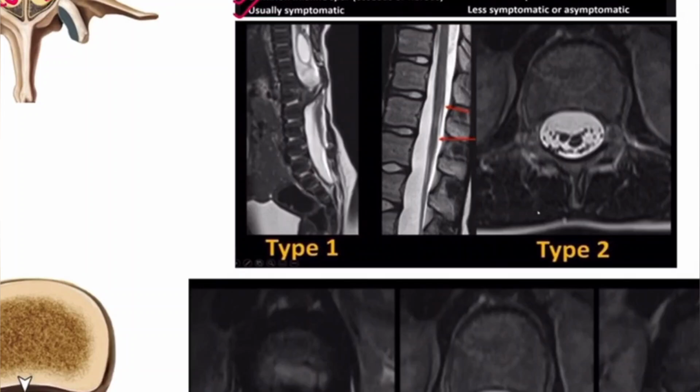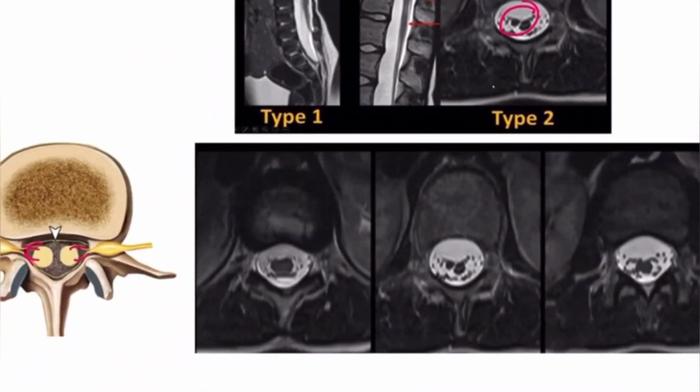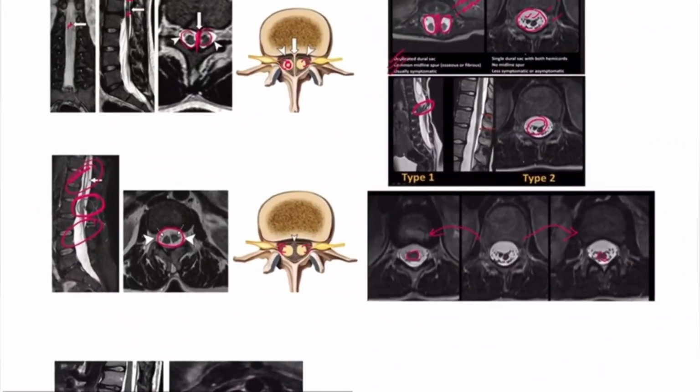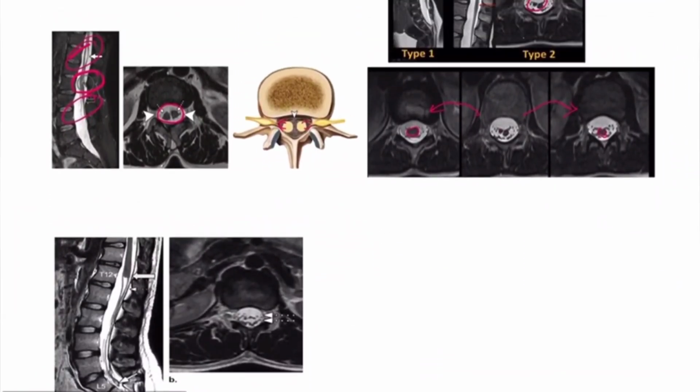So in this image, see, this is definitely an osseous spur. So this is type 1. This is type 2, where there is a single dural sac, and when you see the spinal cord one section above, the cord is united, then it divides into two halves, and then again just below that level it reunites to form a single spinal cord. Okay, so this is diastematomyelia.